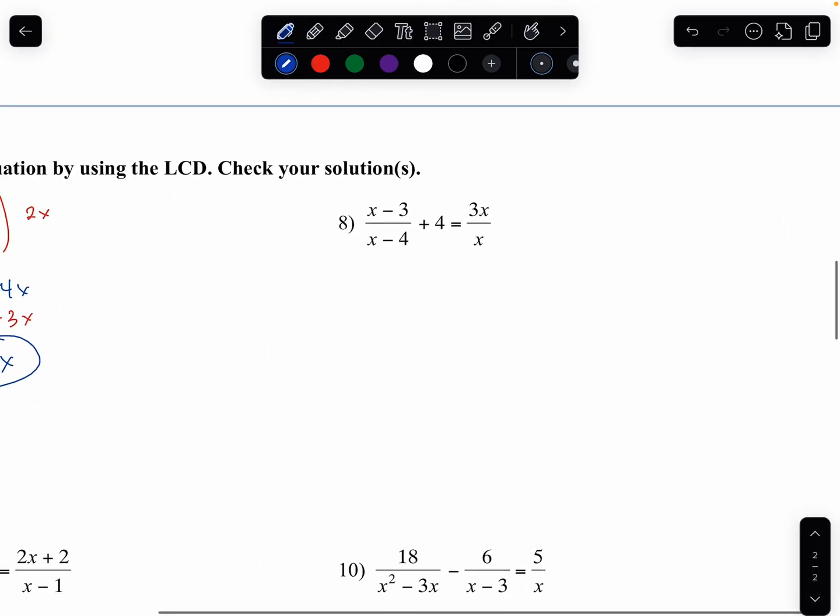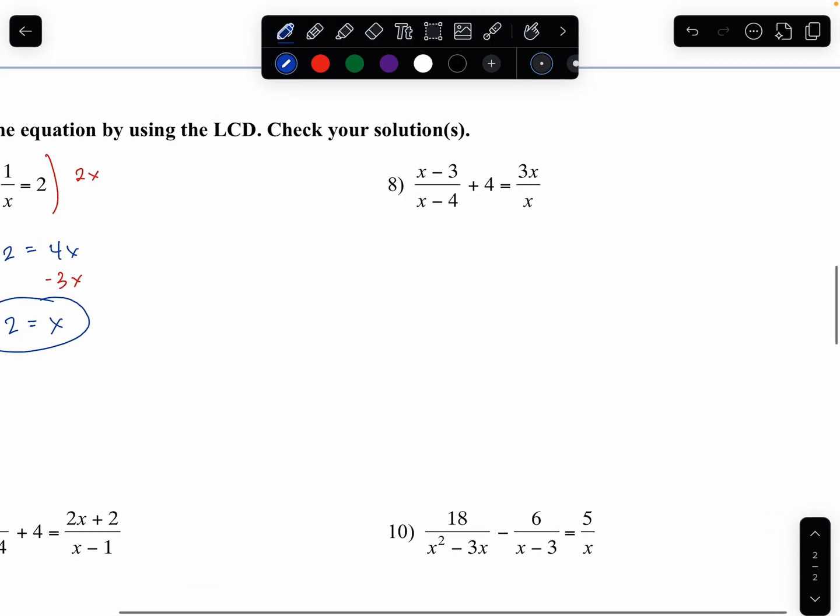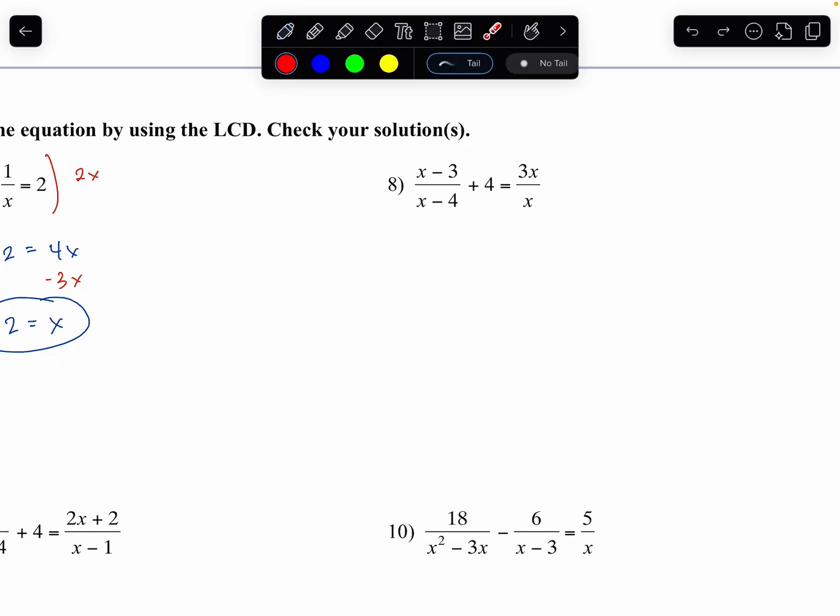Alright, same thing here. Now, you can't get too confused about what my factors are. This is x minus 4, and x minus 4 stays x minus 4. This is x, and this stays x. And this has a denominator of 1. So the least common denominator will be x minus 4 times x. So if I multiply everything by x and x minus 4.